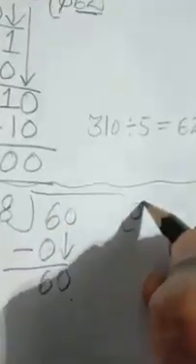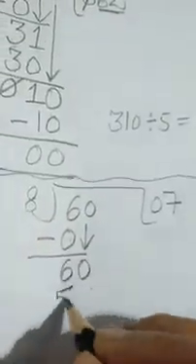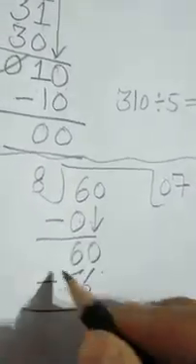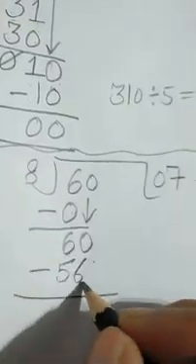But this cannot be written. Yes, 64 cannot be written. So one step before this is 56. So here we will write 56. 8 sevens the 56. Yes, when we do subtraction, 60 minus 56.